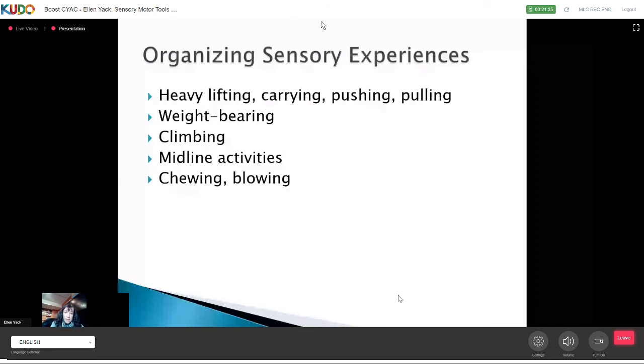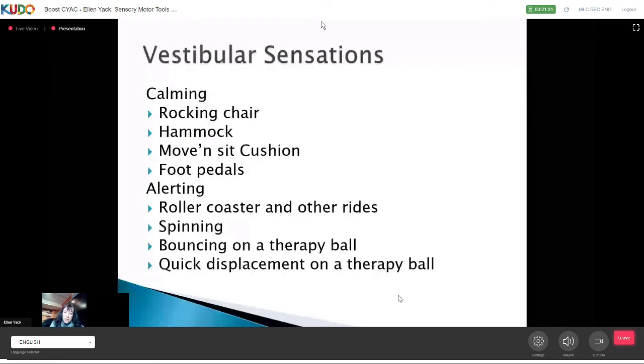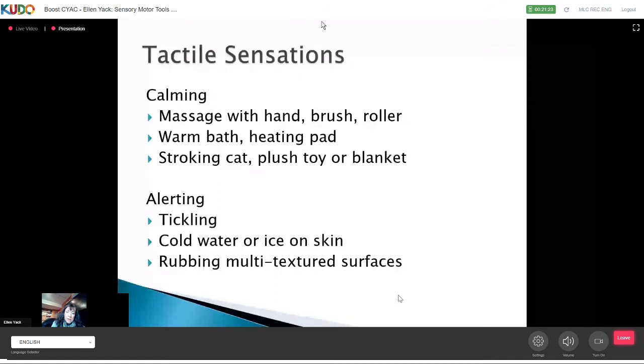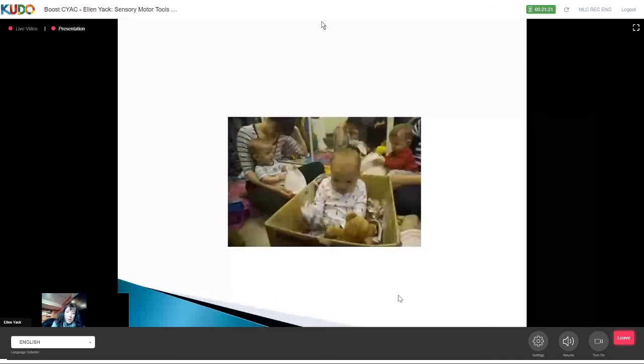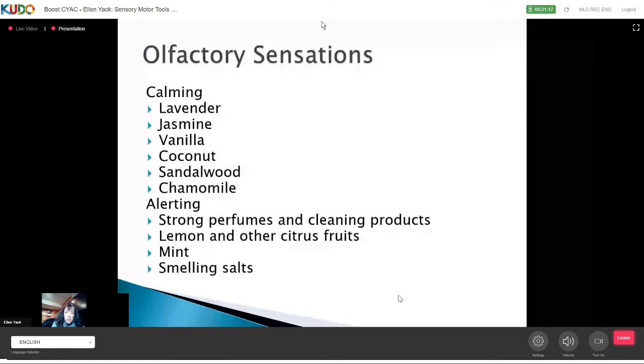Can be organizing. I'm not going to go through each of these slides. It gives examples of different types of sensation that are calming and organizing. So I'd like you to peruse that on your own. Visual sensations. And here, remember, I told you certain smells are more calming and certain smells are more alerting. Just a comment.